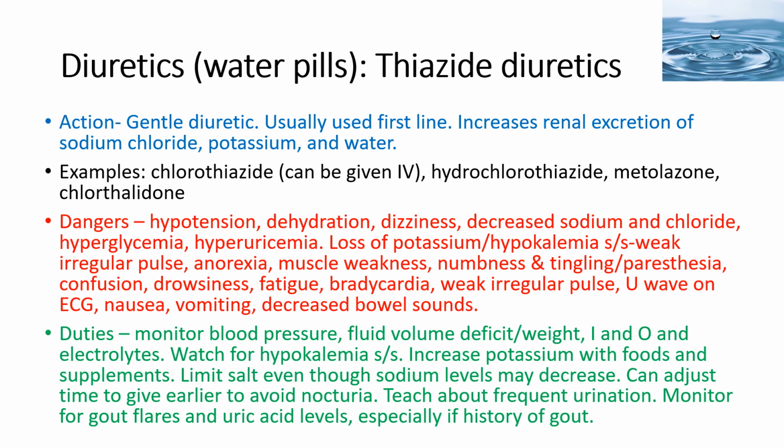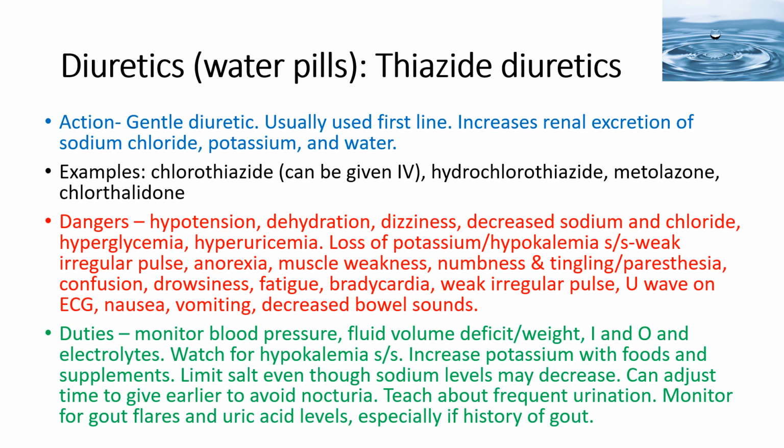We can adjust these. Remember, nurses aren't allowed to change the frequency, but we are allowed to adjust the time. So if the diuretic is making them get up in the middle of the night to go to the bathroom and they have nocturia, which is annoying, then we can change that. So maybe we can give it to them at 8 in the morning and 8 at night, or 6 in the morning and 6 at night instead of 10 and 10, so that they're not peeing all night.